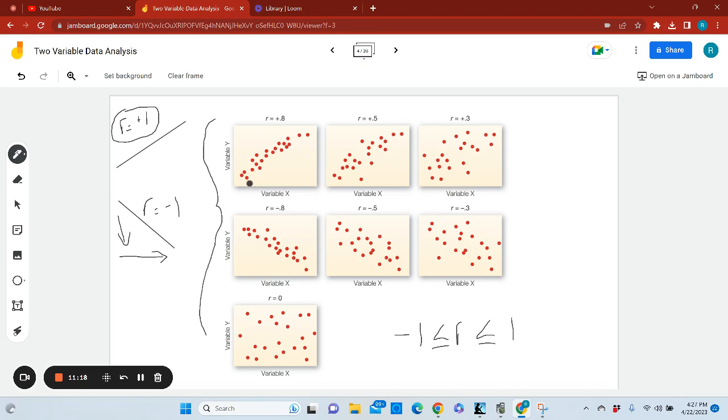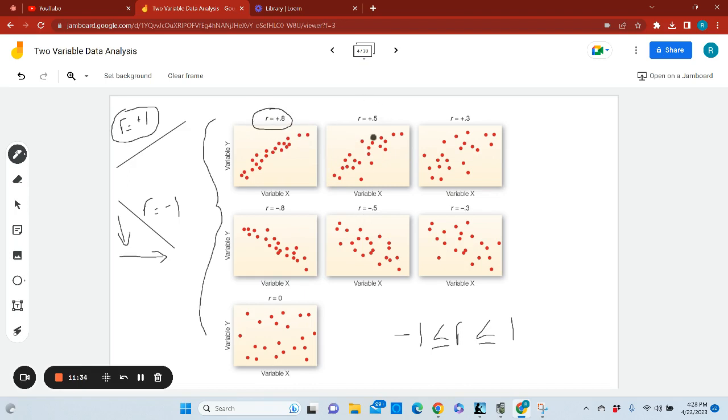And you can basically see that the tighter the dots are grouped together, the higher the correlation is. So this is an upward sloping pattern. It's pretty tightly grouped, and so you have a correlation of positive 0.8.